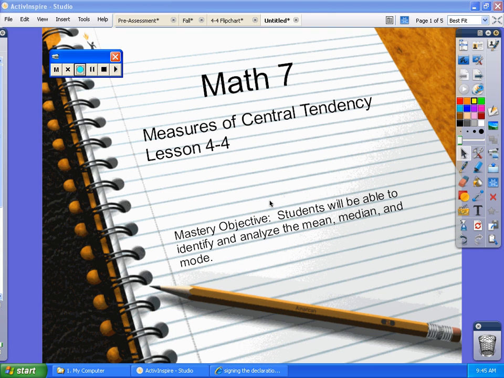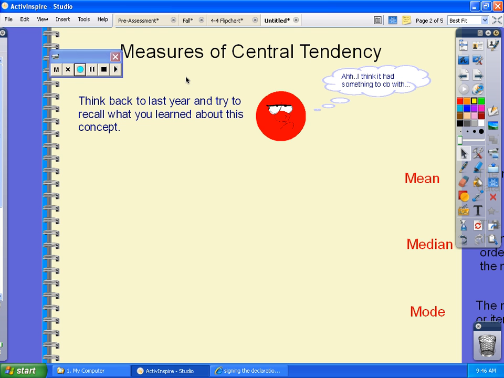Today in Math 7 we are working with measures of central tendency, which is lesson 4-4 from our textbook. The mastery objective for today was that students will be able to identify and analyze the mean, median, and mode. Although many students have some background with the measures of central tendency from their studies last year in Math A, we want to get started by reviewing those same concepts.